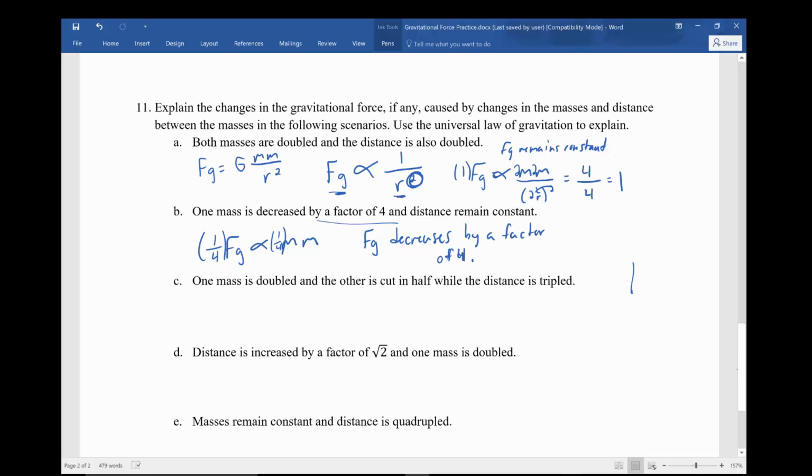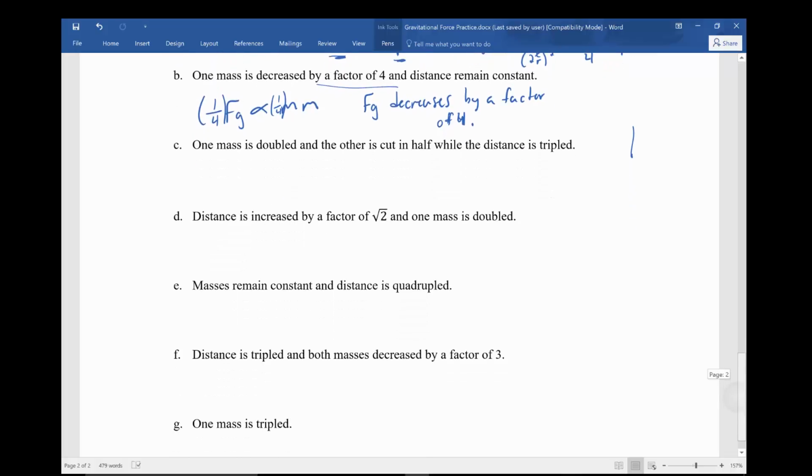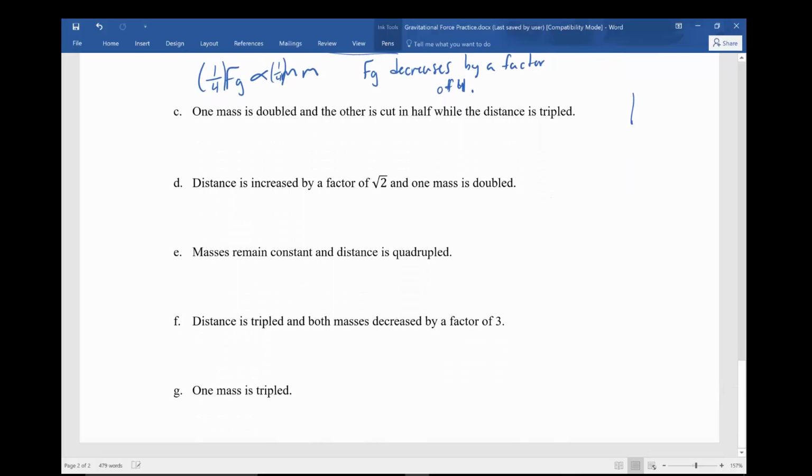So letter C. One mass is doubled and the other is cut in half while the distance is tripled. So in this equation, we're going to look at this proportion here, m over r squared. One of those masses is doubled, so I'm going to double this left one, it really doesn't matter. And the other one is cut in half, so I'm going to multiply this one by half. And while the distance is tripled, so I'm going to triple r and square it.